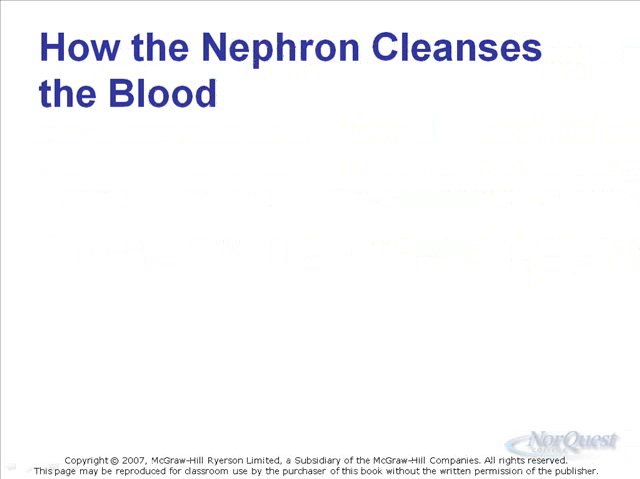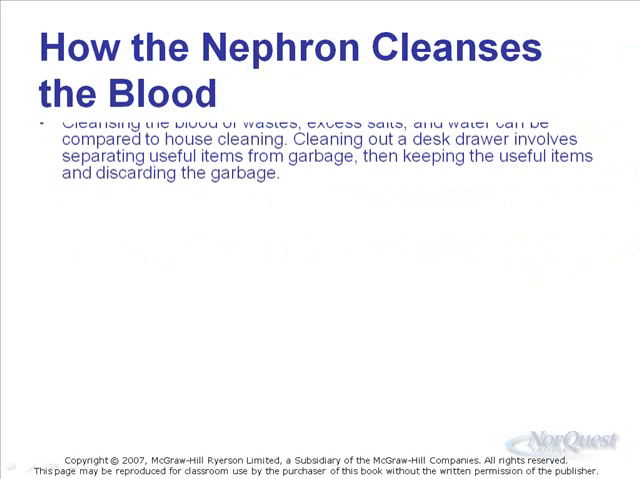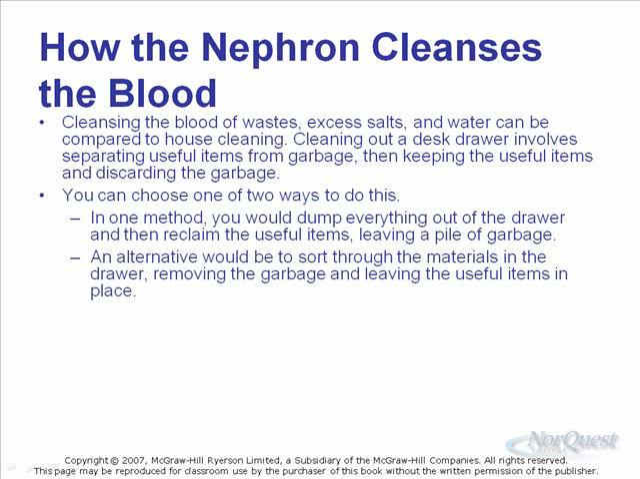Now, when we look at the nephron, we're going to use an analogy to explain how the nephron works. The cleaning of the blood requires the removal of wastes, excess salt, and water. It can be compared to house cleaning. If you think about cleaning out a desk drawer that has been around for a while, lots of pens and pencils, but also a lot of junk just sitting in that drawer, there's two ways to clean it out.